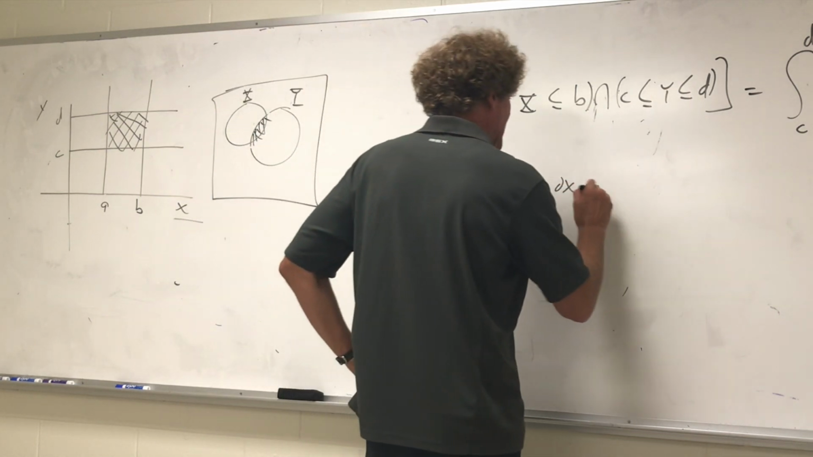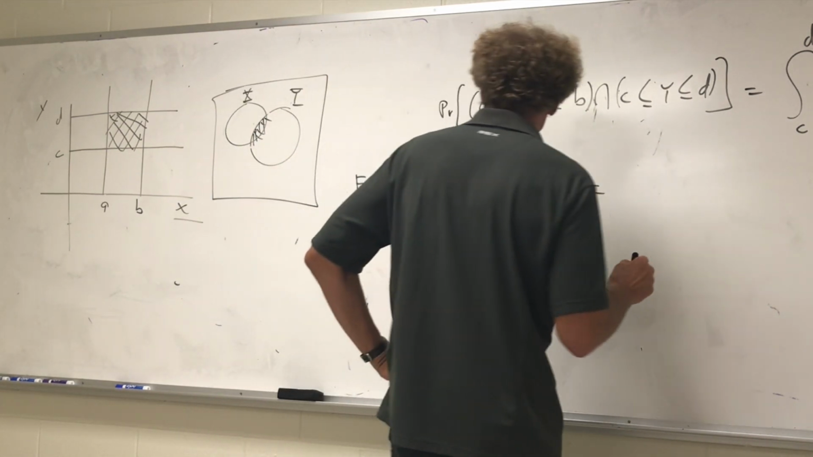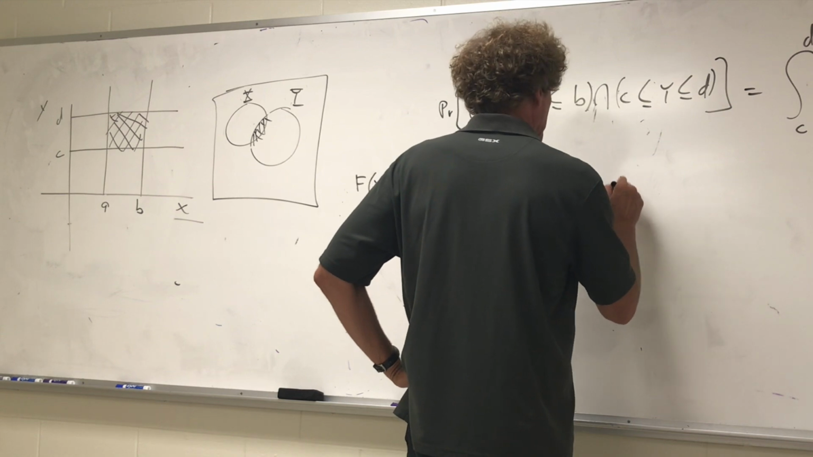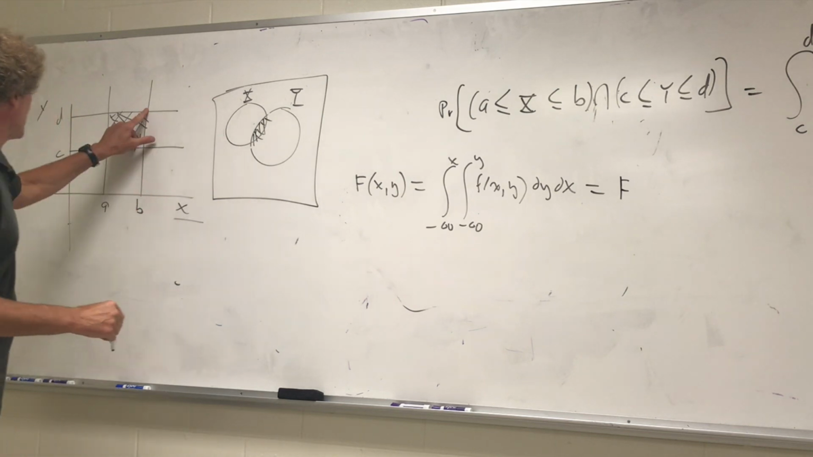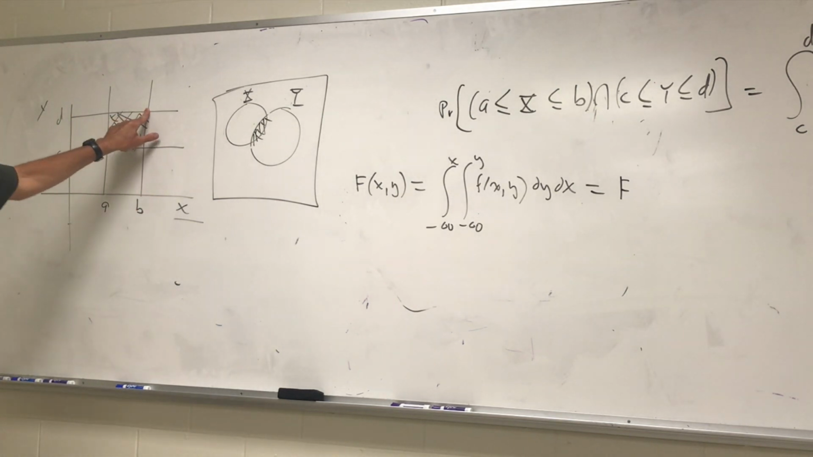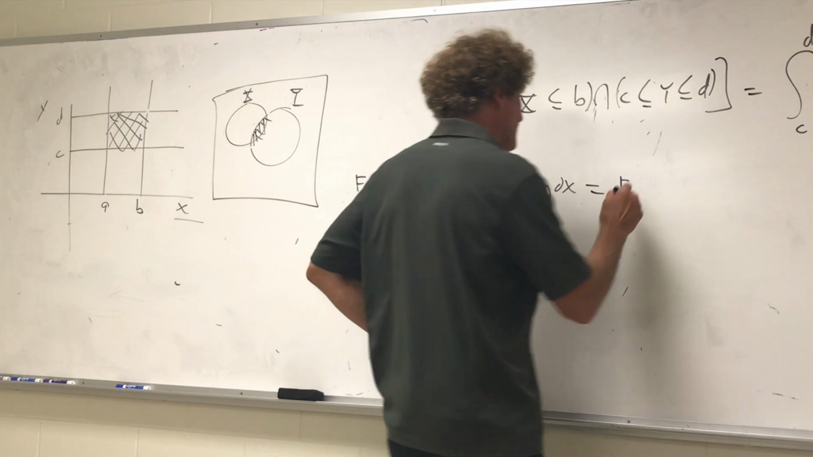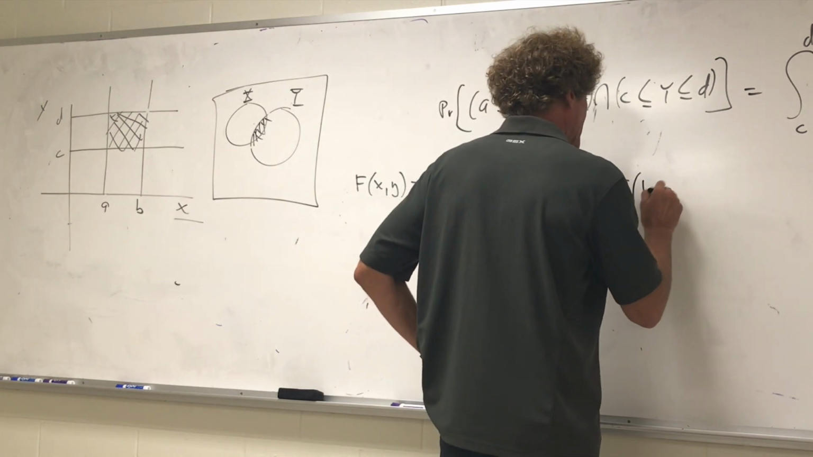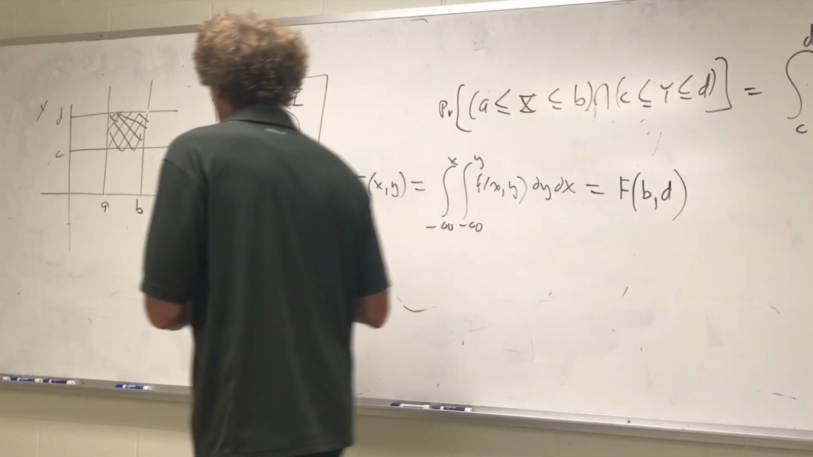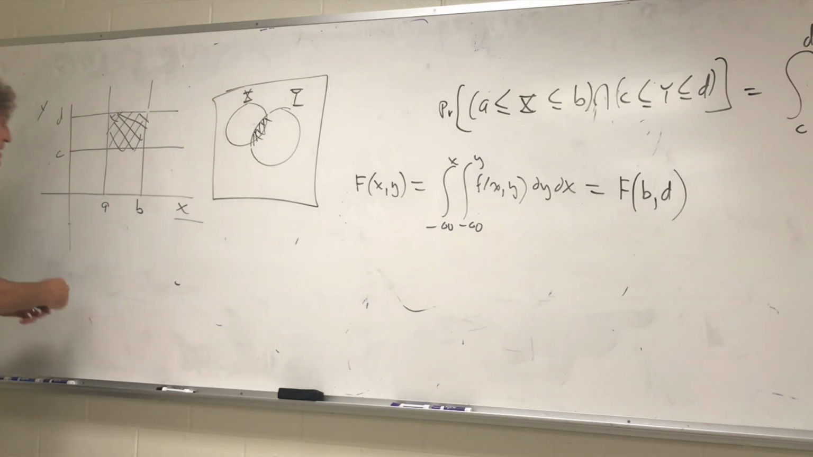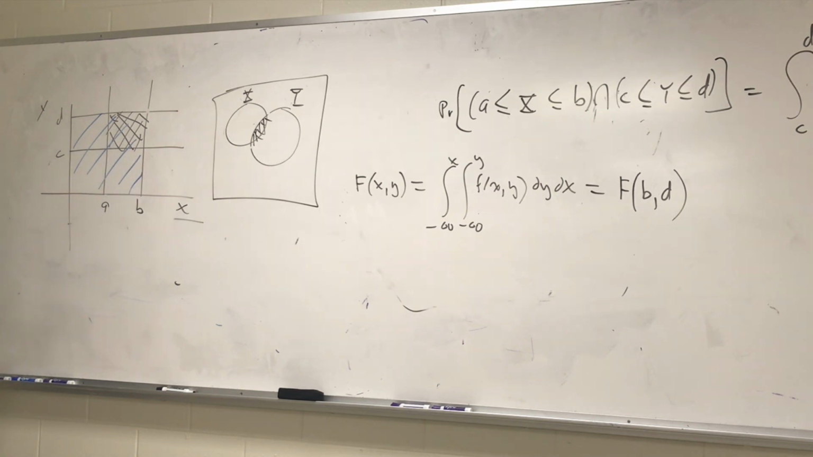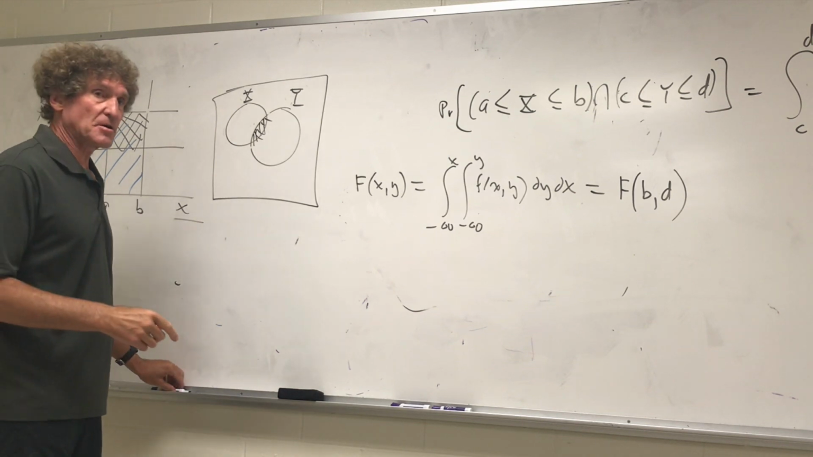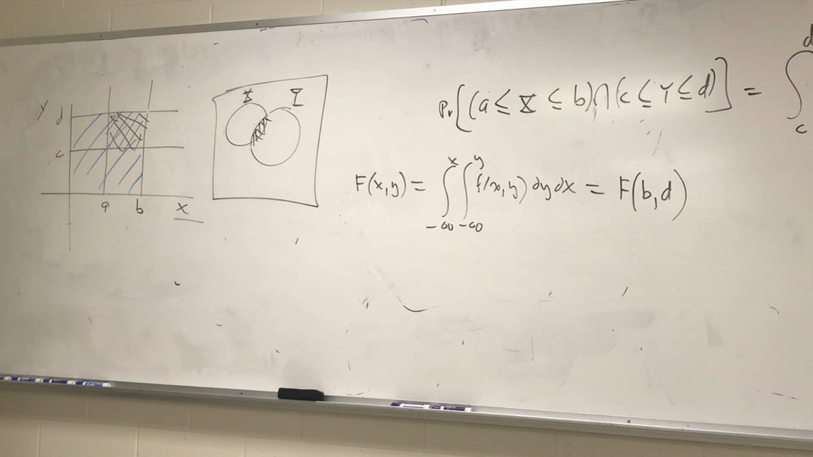So what is this going to be? Now think about the areas. First, if I take F, and I'm going to take the outer point here, which is going to be x is b, y is d. So I have F of b comma d. Now what is that? Well, that's the probability of this area right here. Can you all see that? You all with me, class? It's everything in blue.